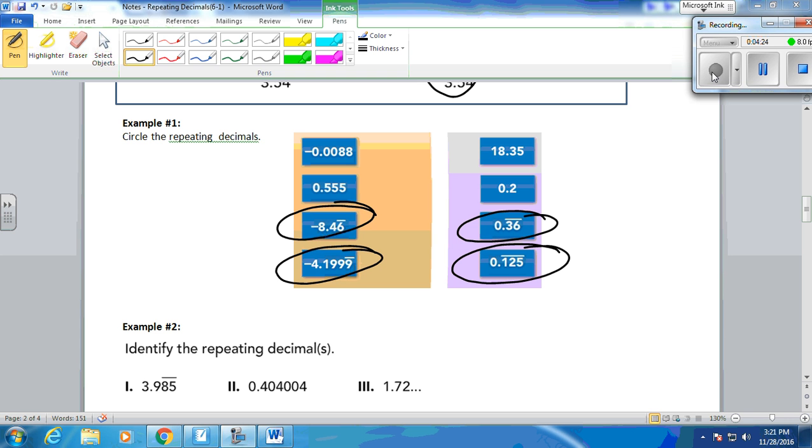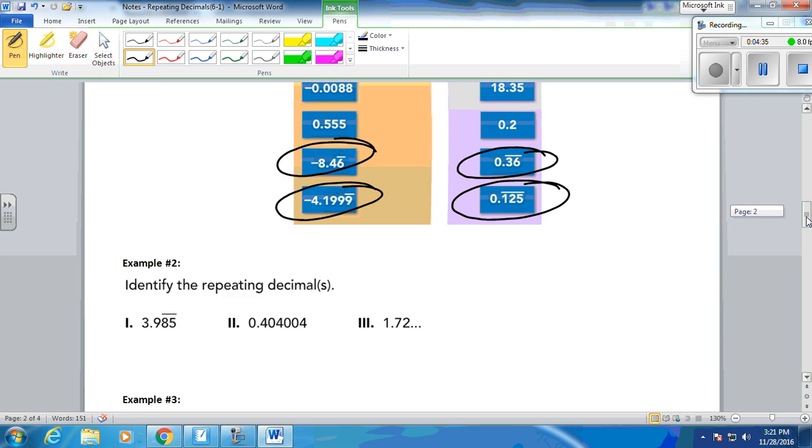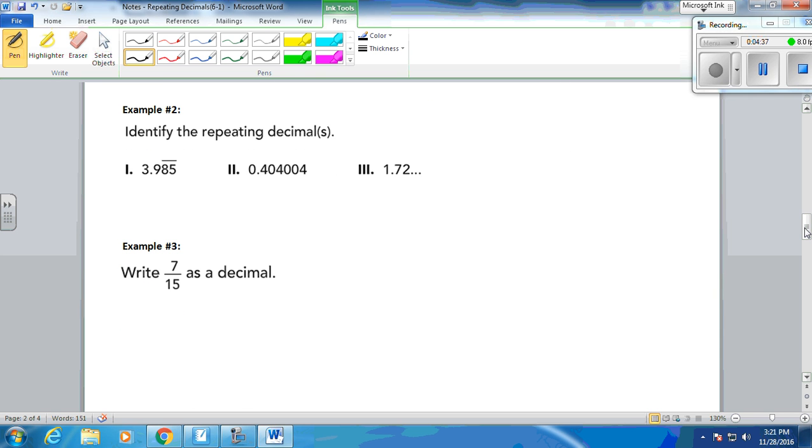All right, so the 4 that I have circled there are considered repeating decimals. The other ones are all not repeating. And again, we're going to continue to go over what those are called in future videos. Example number 2 is again asking us to identify the repeating decimals. So go ahead and try that one.